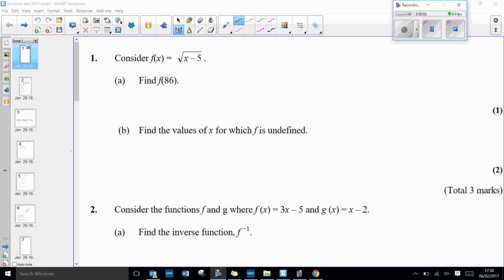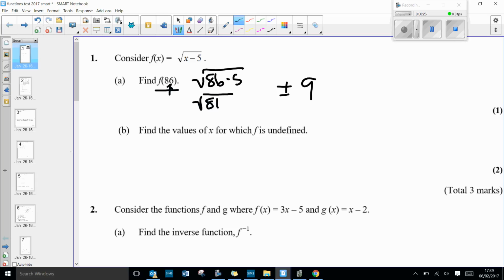So, starting off, it says find f of 86, which means we're replacing the x in the function with the value 86. So it's the square root of 86 minus 5. 86 minus 5 is 81. Square root of 81 is plus or minus 9.